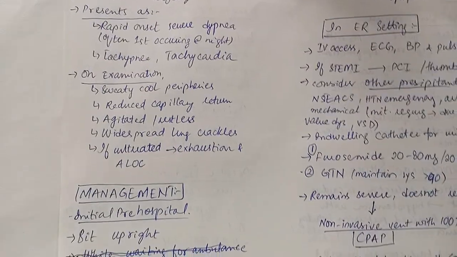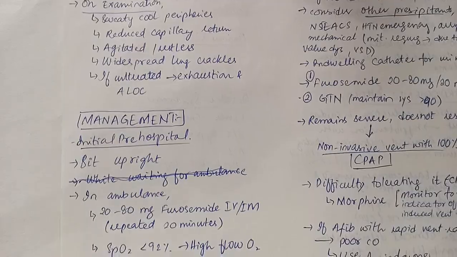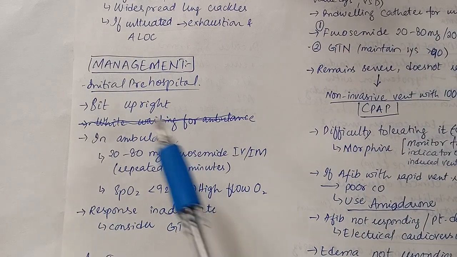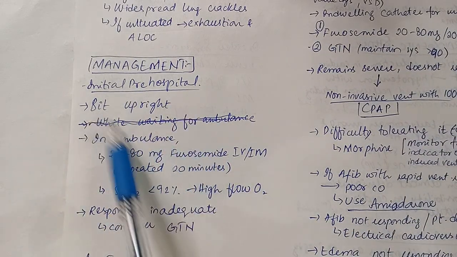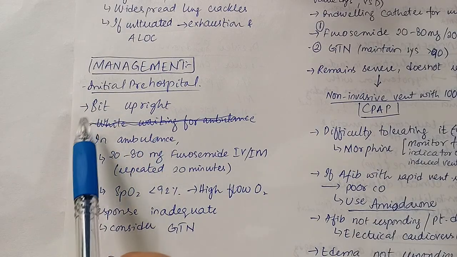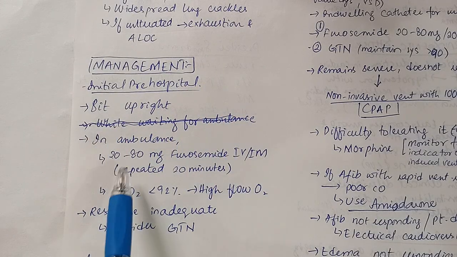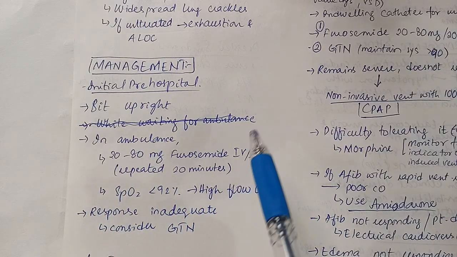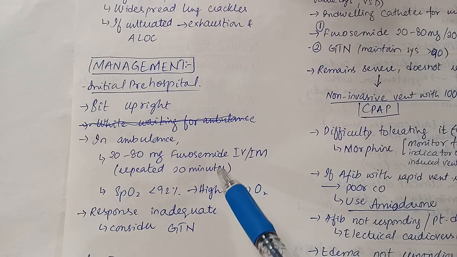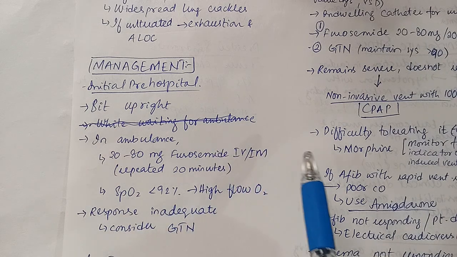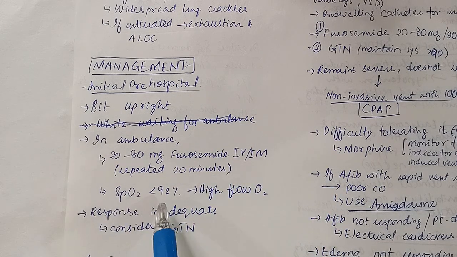So, management of acute cardiogenic pulmonary edema. In pre-hospital management, we would advise the patient to sit upright, and in the ambulance 20 to 80 milligrams of furosemide can be given, which is repeated every 20 minutes. IV and IM furosemide is given. If SpO2 is less than 92%, high flow oxygen is considered, and if the response is inadequate, we would consider GTN, which is glyceryl trinitrate.